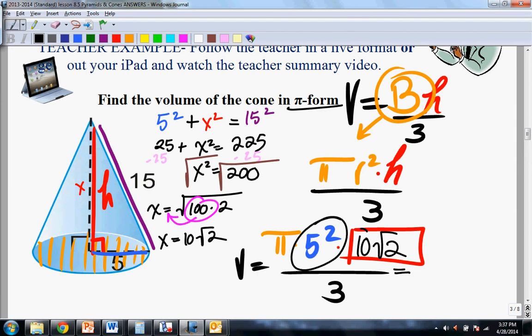And to finish this up, we're going to go 25 times 10, which is 250, root 2 over 3. Then we have pi units cubed. The 3 does not go into the 250 evenly, so this would be your answer.